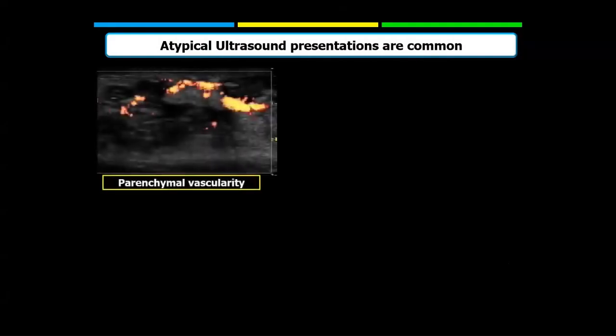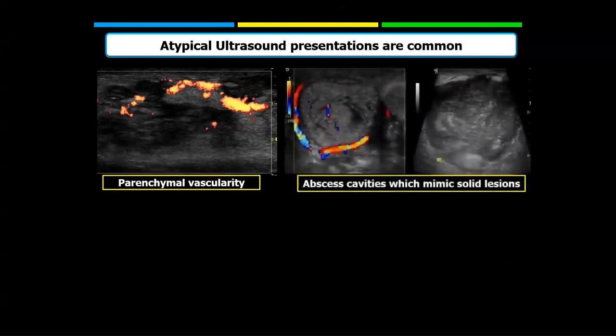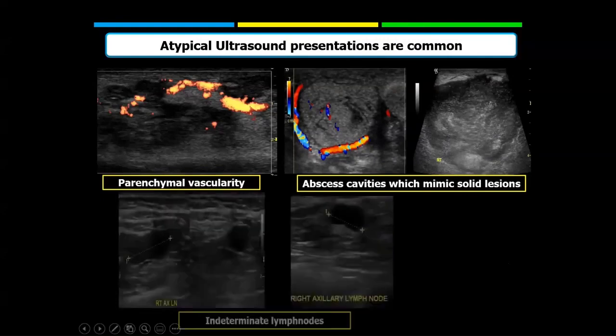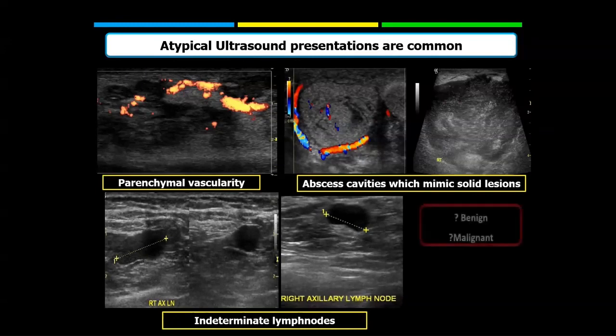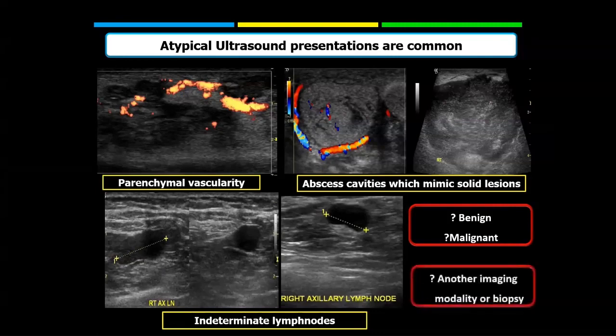But unfortunately, things are not always as straightforward as they appear to be. Sometimes we have atypical ultrasound presentations, like a parenchyma with increased vascularity. We might have abscess cavities, which might look exactly like solid mass lesions. And we might have axillary lymph nodes that look exactly like pathological infiltrated malignant nodes. And in these cases, we fall into the dilemma of whether this is a benign or a malignant inflammatory condition, and in these cases only should we proceed to further imaging modalities.